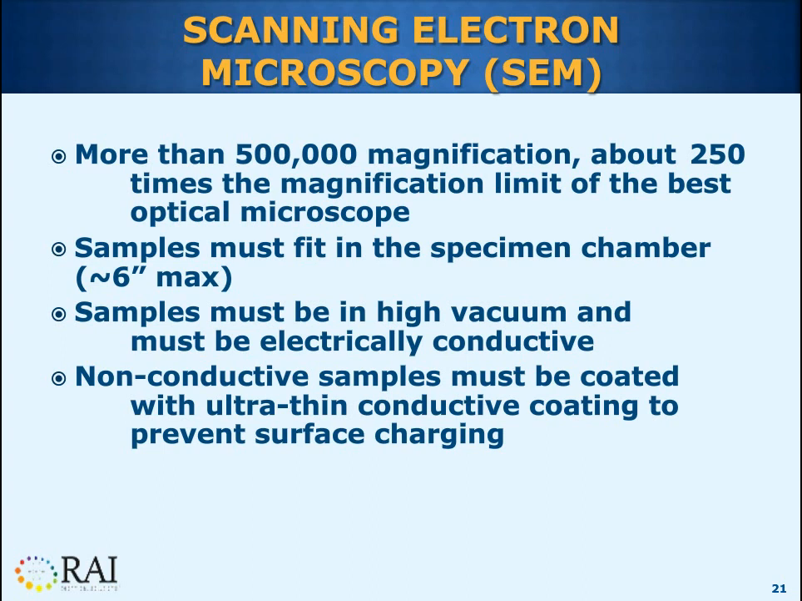Limitations of SEM are that samples must fit into the sample chamber, which is usually limited to about 6 inches maximum dimension. Samples must be placed in a high vacuum chamber for analysis, and samples must be electrically conductive. Non-conductive samples like plastic or paint must be coated with an extremely thin coating, usually gold, carbon, or platinum. Now, this thin coating is applied in the SEM itself immediately prior to the analysis being conducted.